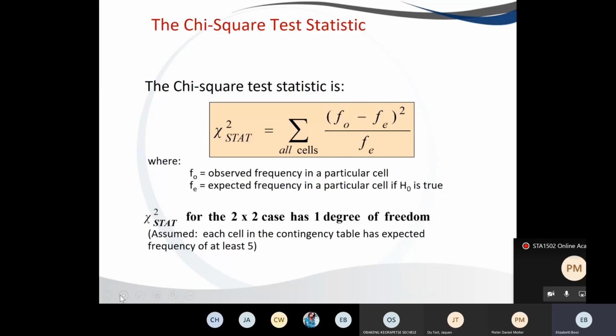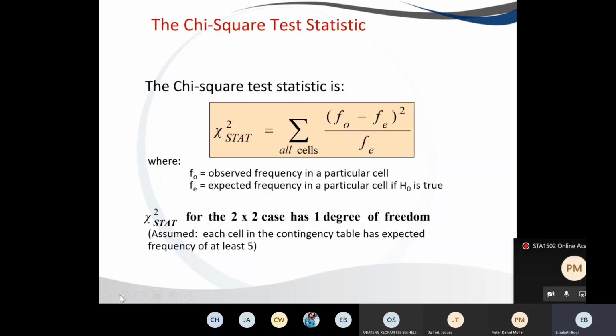You need to identify what you are given in the question in order for you to be able to do the hypothesis. With the chi-square test statistic, we use this formula to calculate the test statistic, which is the sum of your observed value, because they would give you the observed value.